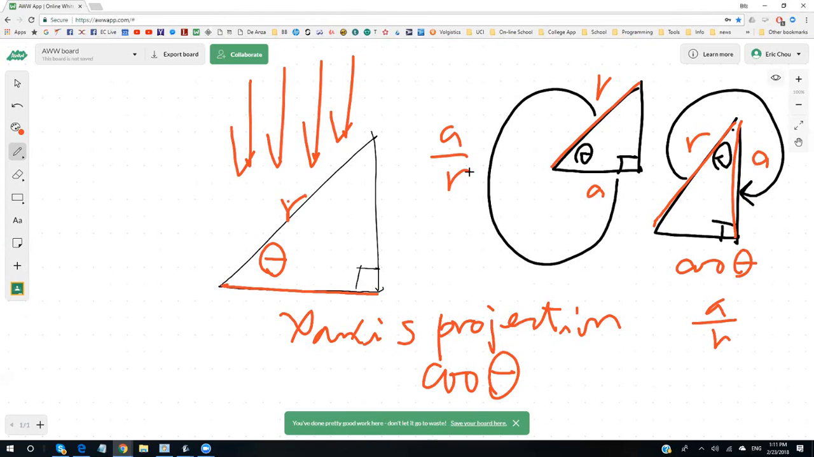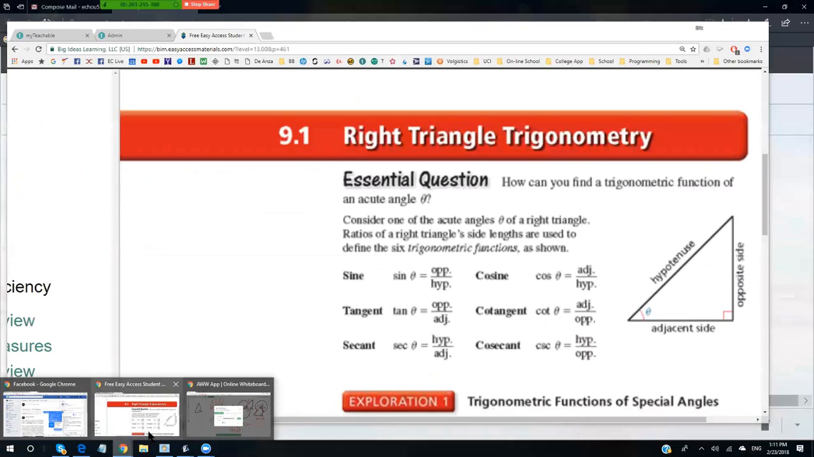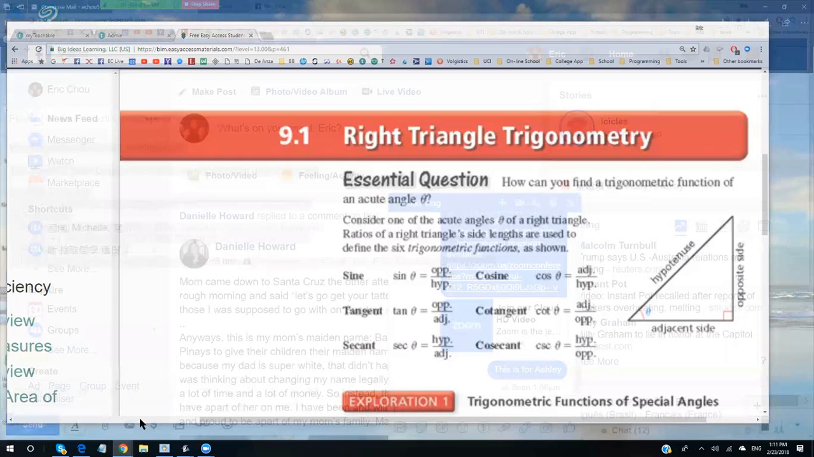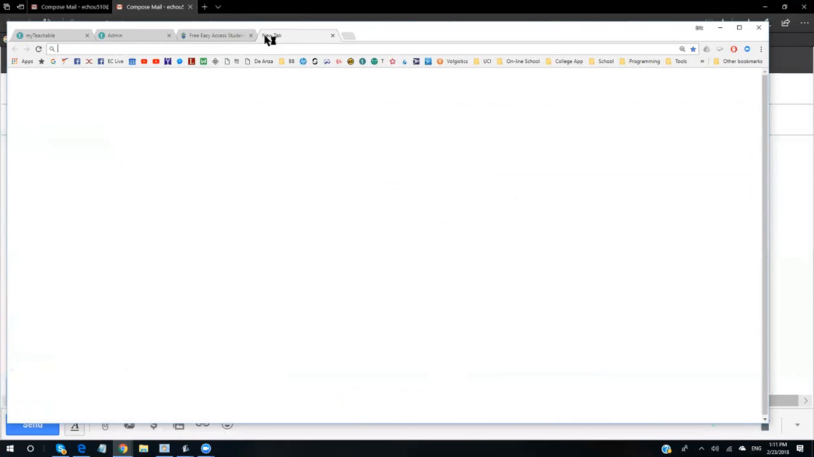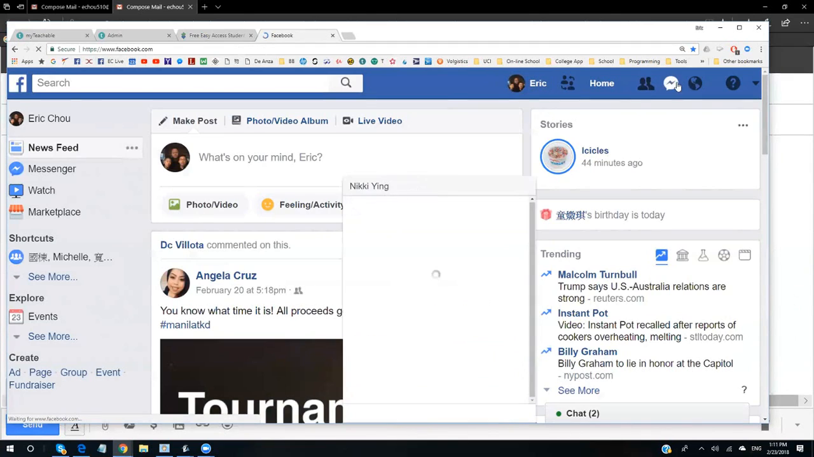Now I'll give you another thing. I don't teach the same way your teacher may be teaching you, okay? Here I have a right angle like this. Let me copy the link, and then pause on this one.